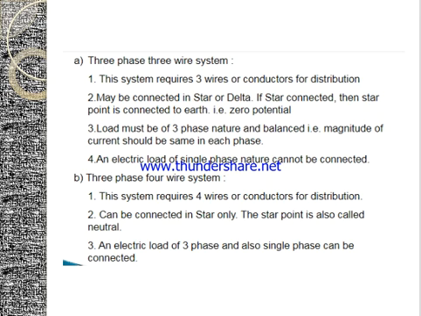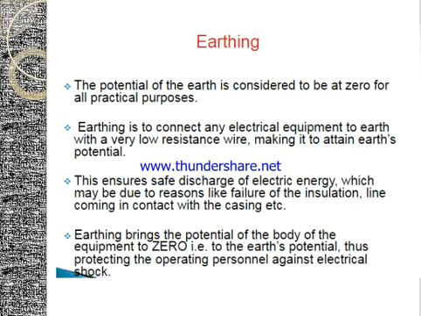The star point is connected to the neutral, it is being grounded, and an electric load of either 3-phase or single phase may be connected here. Regarding the earthing, the potential of the earth is considered to be at 0 for all practical purposes. Earthing is to connect any electrical equipment to the earth with a very low resistance wire, making it attain earth's potential. This ensures the safe discharge of electricity, which may be due to several reasons like insulation failure, when a line is coming into contact with the casing, etc.